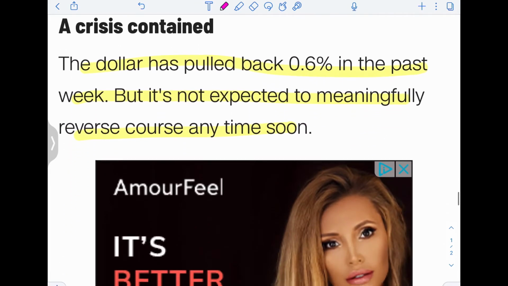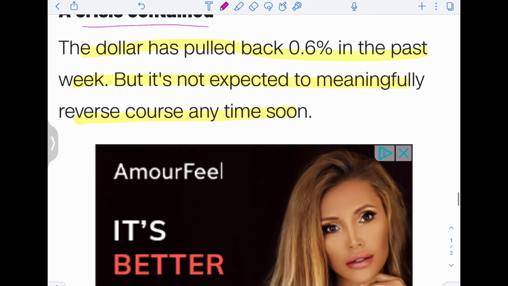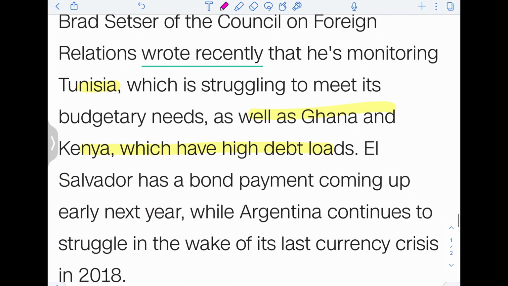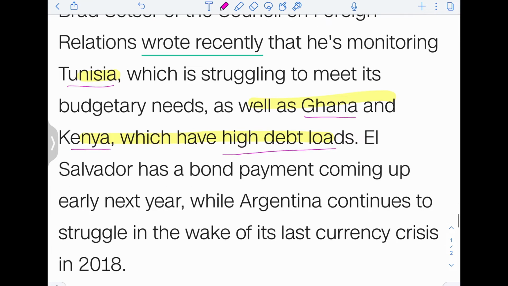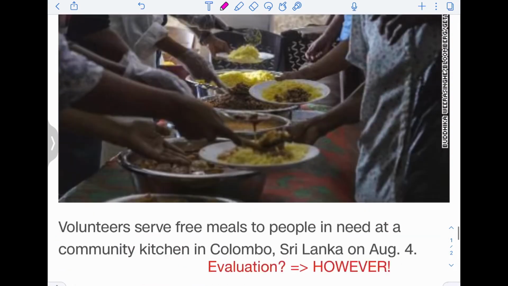Okay? Now, a crisis contained. Here, the author, she kind of talks about how there are some reasons why it isn't that bad. Okay? She also talks about Ghana and Kenya, who have high debt loads. So you've got Sri Lanka, Egypt, Ghana, Kenya, Tunisia. These are all economies that are affected. And the IMF has estimated that 60% of low-income countries are in or at high risk of government debt distress, compared to about 20% or one-fifth a decade ago.